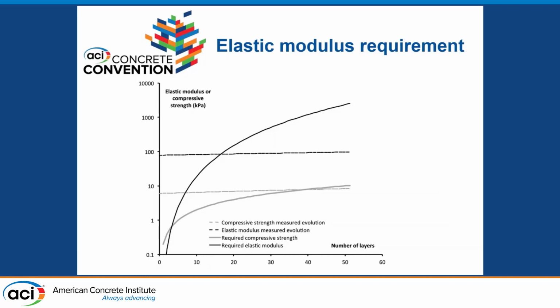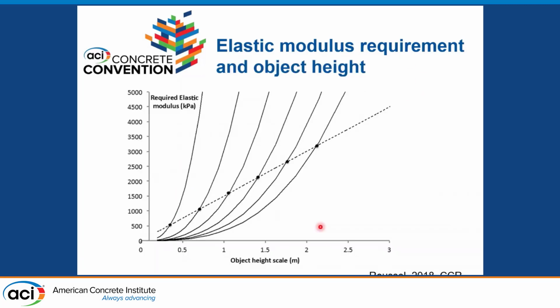So your requirement will depend on how many layers you want to print, basically. And then there's usually an evolution of this that goes with the number of layers. And then we can see it presented in another way, but basically the higher your element, the higher will be your required elastic modulus.